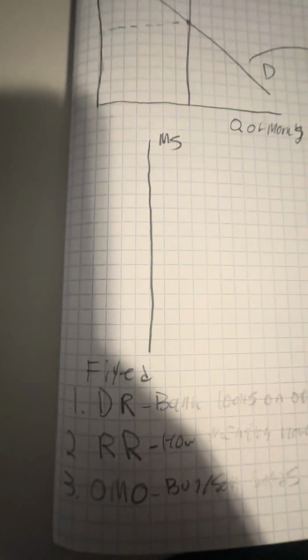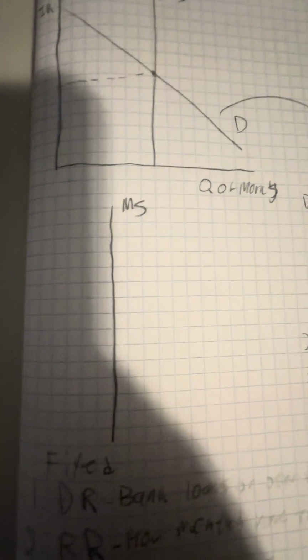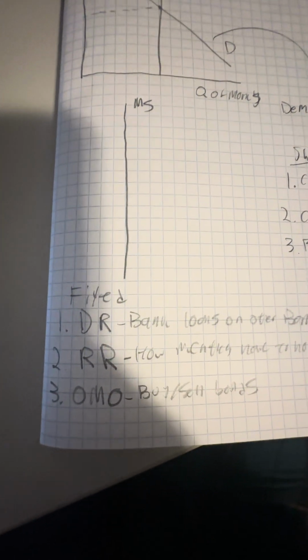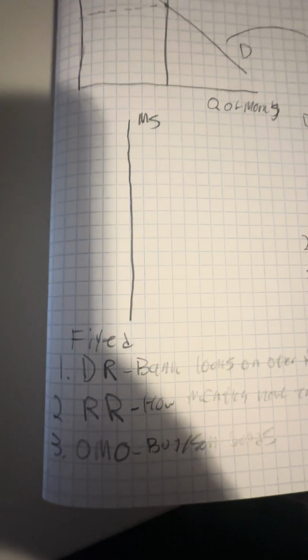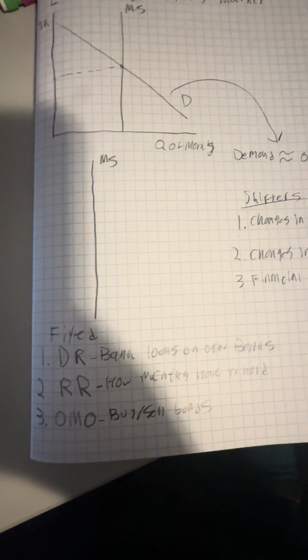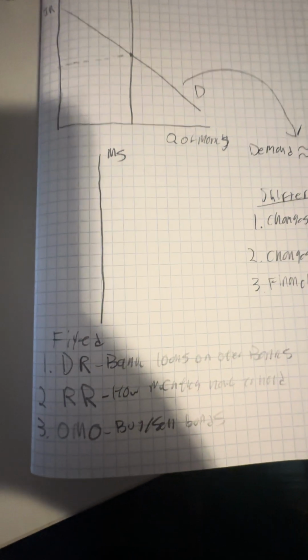So first of all, let's look at the money supply. What we know about the money supply is that it's a fixed thing. And the thing about it is that it's policy driven. It's by the government. It's not controlled by banks. It's not controlled by anything else. It's just controlled by the government. This way they can keep it fixed.